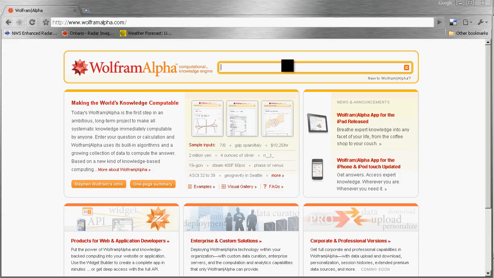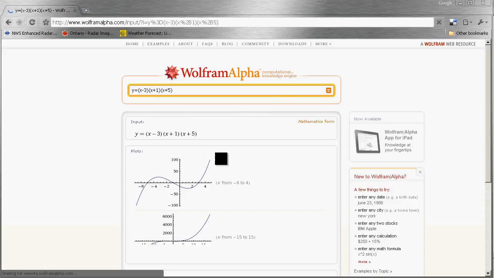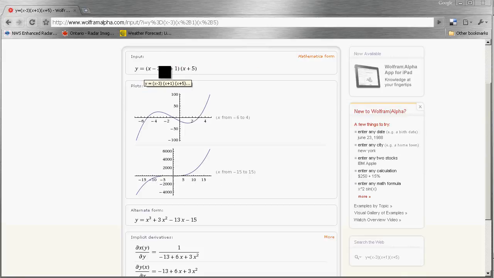Let's have a look in Wolfram Alpha at the function y equals (x minus 3)(x plus 1)(x plus 5). Wolfram Alpha is really good when it comes to doing these because it draws you a nice graph, and not only that, it also expands your polynomial for you. Now, I want you to look at end behaviors, and I can see that this polynomial has intercepts at -5, -1, and 3.